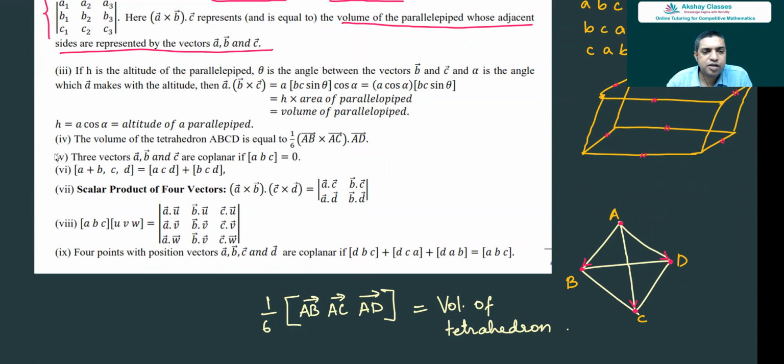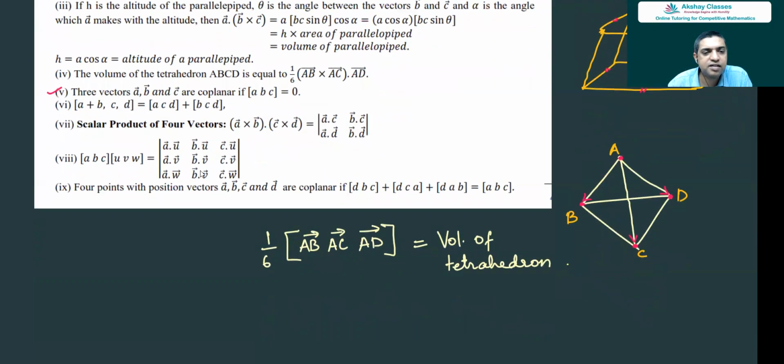So three vectors will be coplanar if the scalar triple product is 0. This is an important result. The rest is not. And then, based on the distributive law, multiplication is distributive over addition, we get this. Not so critical for us.